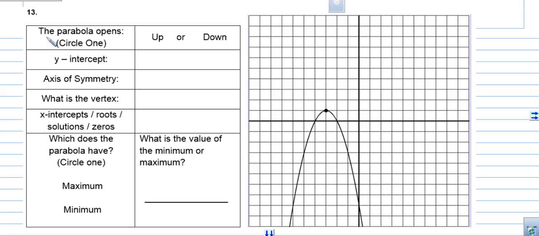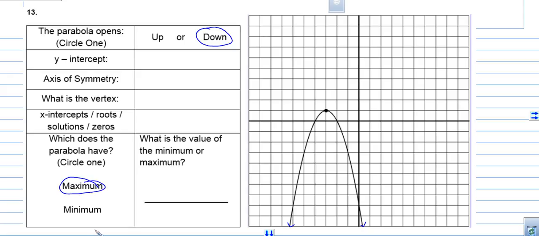Okay, so first, identify which direction the parabola opens. Well, does it make a U up or does it make a U down? That's basically the question this is asking. And this is definitely a U down. Okay? And by knowing that, then you can answer another one of these questions. Does it have a minimum or a maximum? Well, does it have a top or a bottom? This definitely has a top. Okay? So this is a maximum.